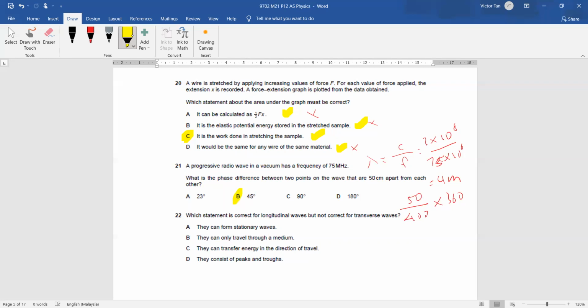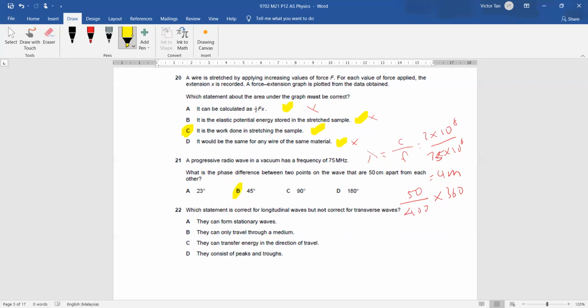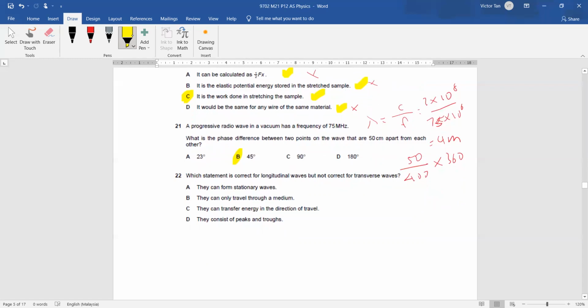Which statement is correct for longitudinal waves but not correct for transverse waves? They can form stationary waves. Both can form. They cannot travel through a medium? Not true. Transverse waves cannot transfer energy in the direction of travel? Both transfer energy in the direction of travel. They consist of peaks and troughs. These are graphical representations of a wave, peaks and troughs, so it's not true for both. So the answer should be D.